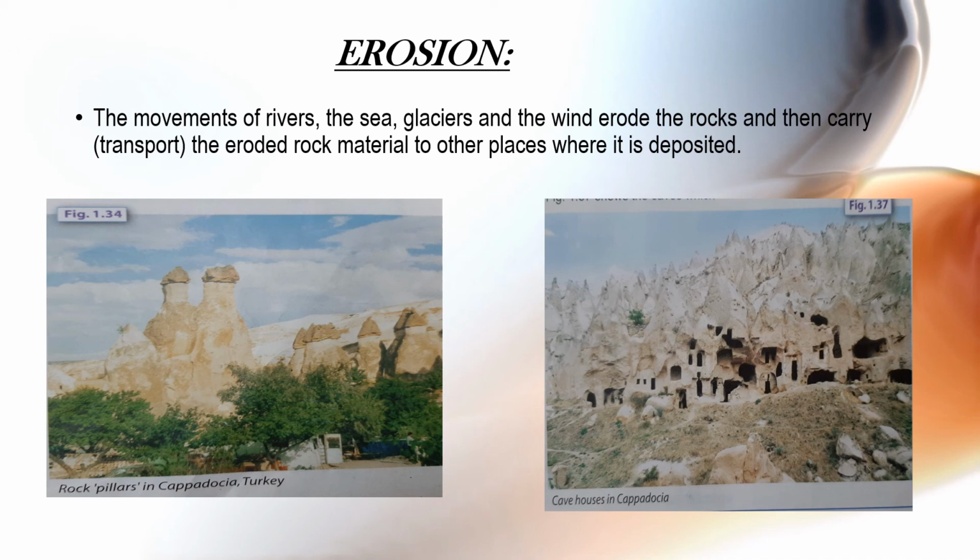Then figure 1.37, that is the other picture that you can see on your screens. It shows the caves which people dug out of the rocks, right? These caves are made of rocks. The Turkish people used to live in these caves until about 50 years ago, and then they started living in the modern houses that were built by the Turkish government for them to live there.